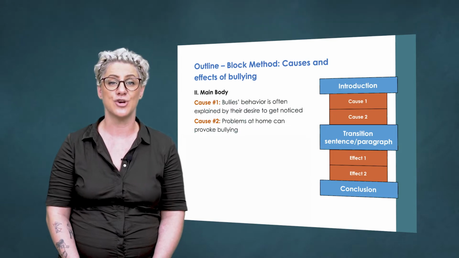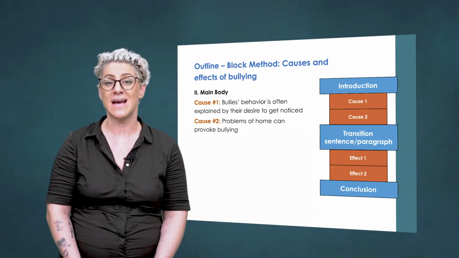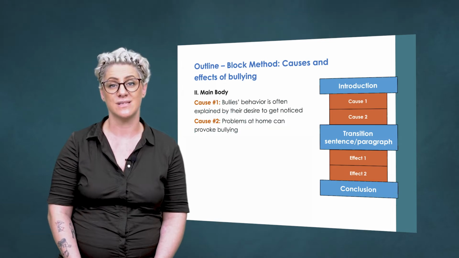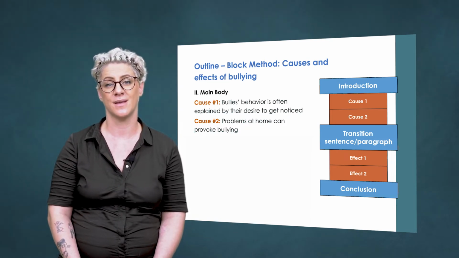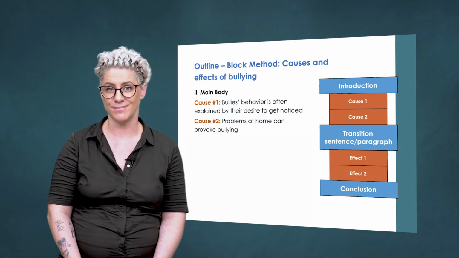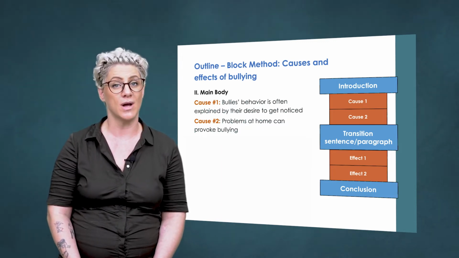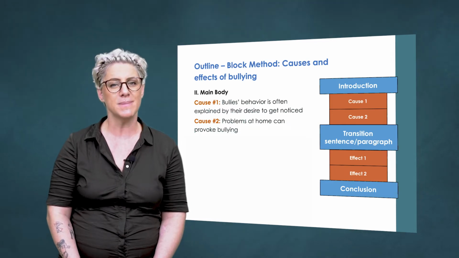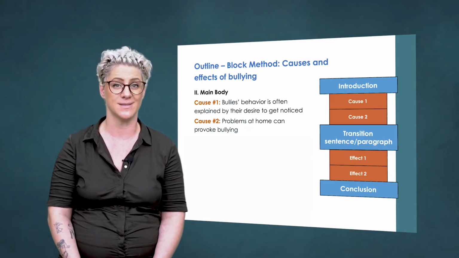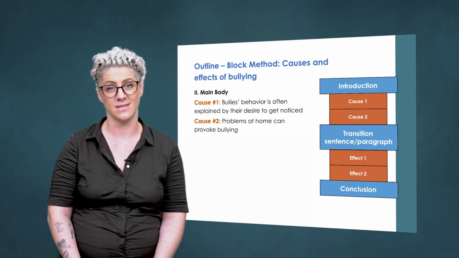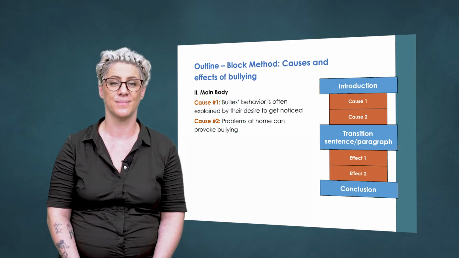After introducing the topic in the introduction paragraph, give explanation on the causes in the first and second body paragraphs. According to our example, we explain the reasons why kids bully. One cause is bullies' behavior is often explained by their desire to get noticed. And another cause is problems at home can provoke bullying.